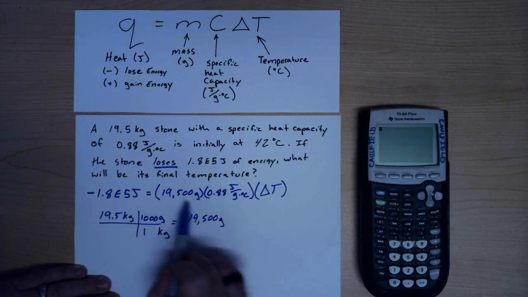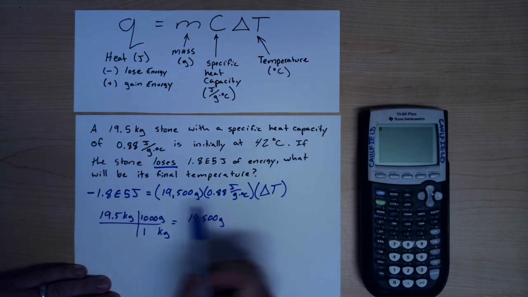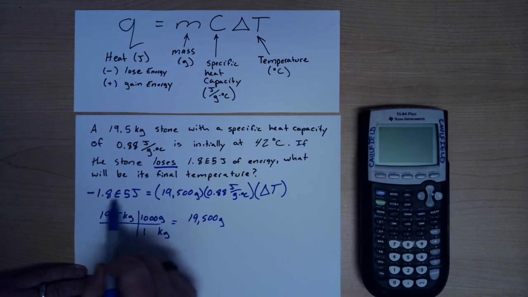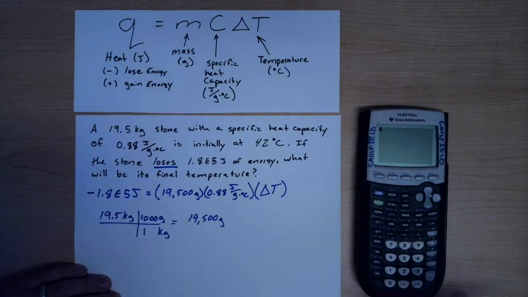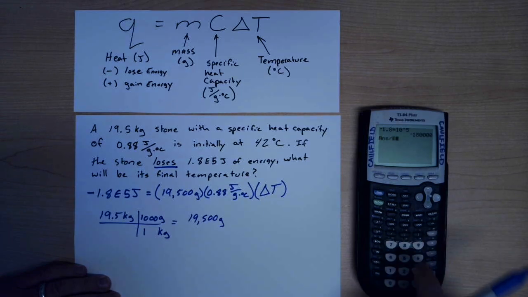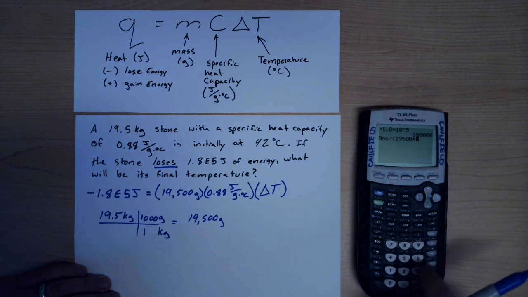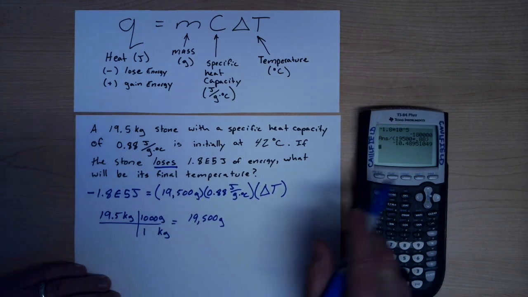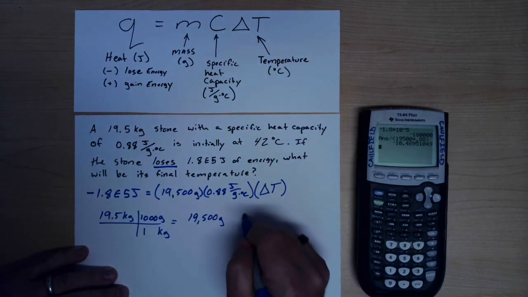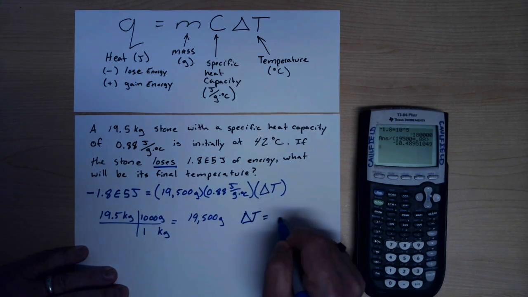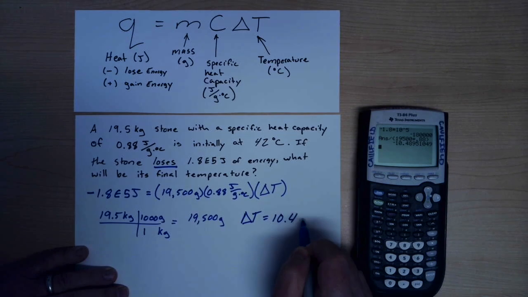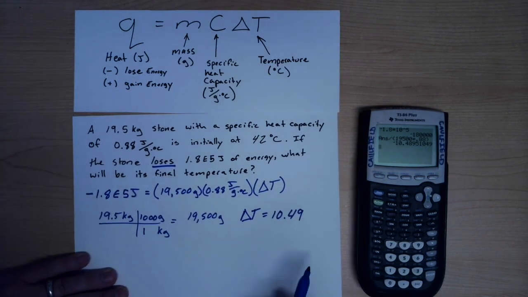So I'm going to start with this number, and divide both of these numbers into the denominator, and solve for delta T here. So negative 1.8 times 10 to the 5 divided by 19500. And you can see that I have already solved for delta T, and it is minus 10.49. I'll round it there.